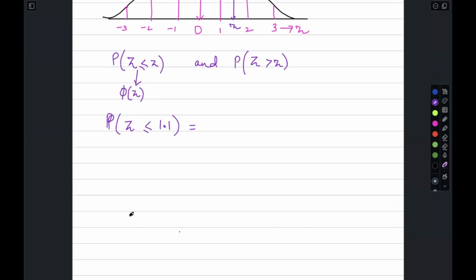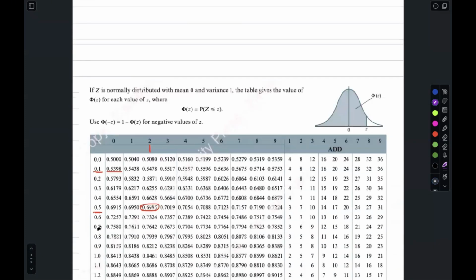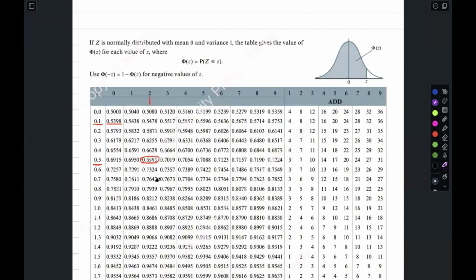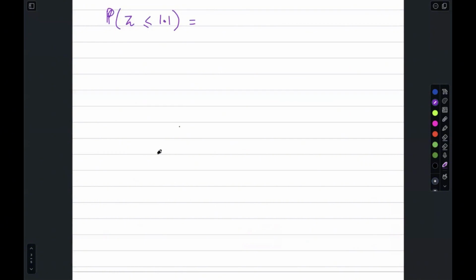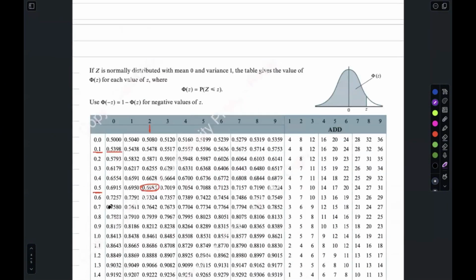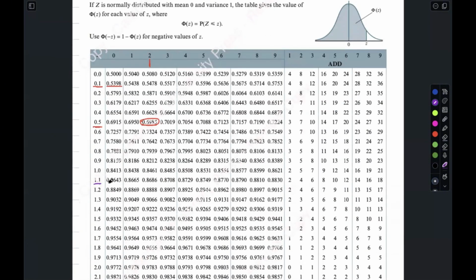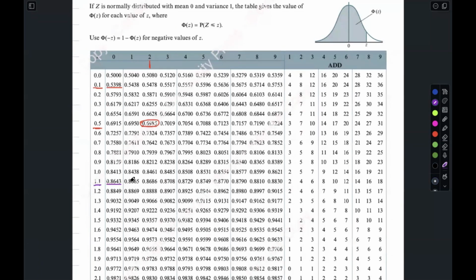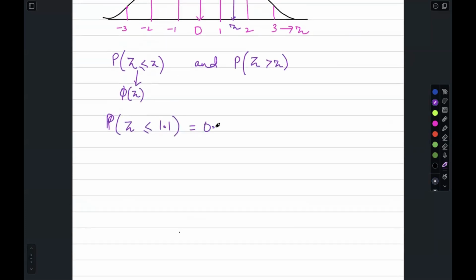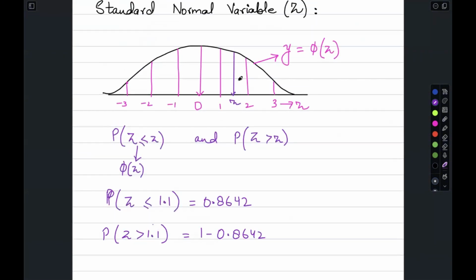Now to find this probability, we'll go to the table, and on the left hand side these are the Z values, and in the middle we have the probabilities for each of those Z values. So if the Z value is 1.1, we'll come to 1.1 and see what the probability is, and this probability over here is 0.8643. And if we had to find the probability of Z greater than 1.1, then we can simply subtract 0.8643 from 1, and this will give us the probability towards the right hand side.